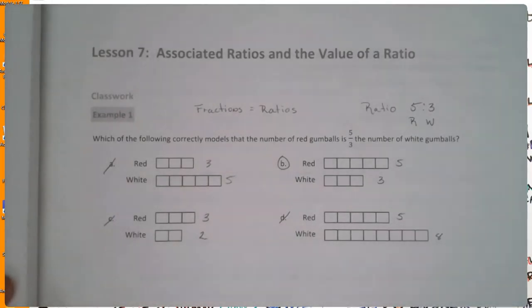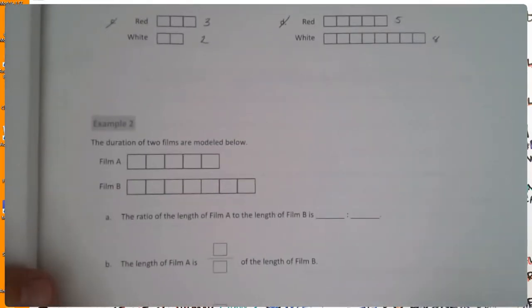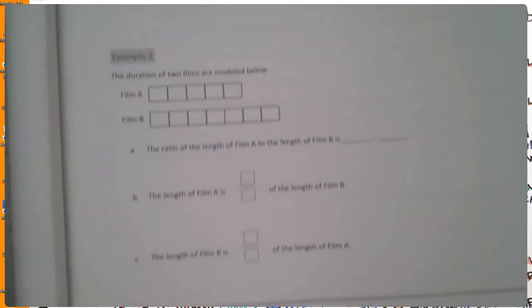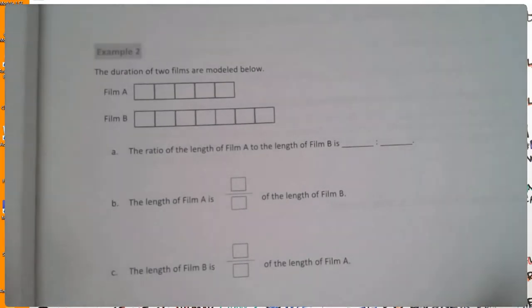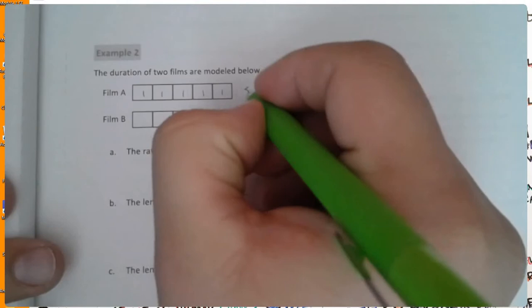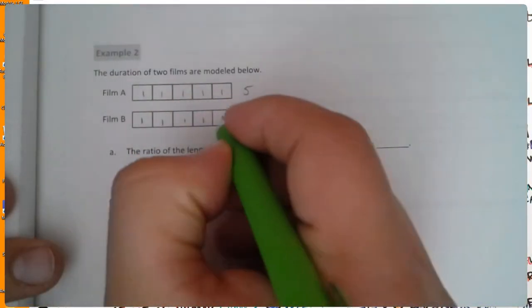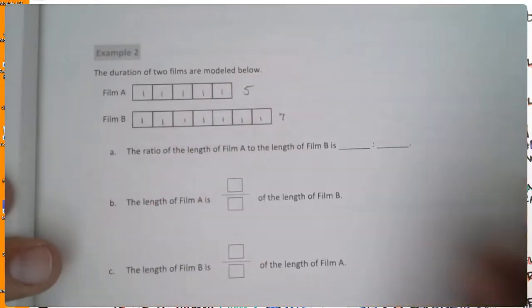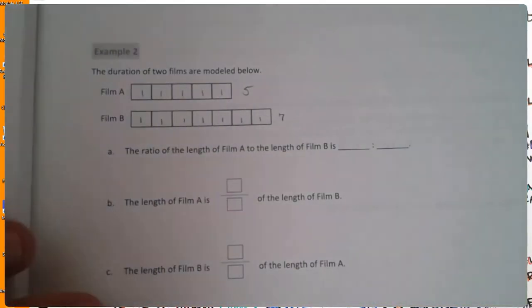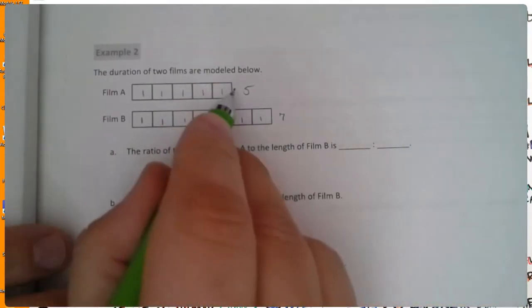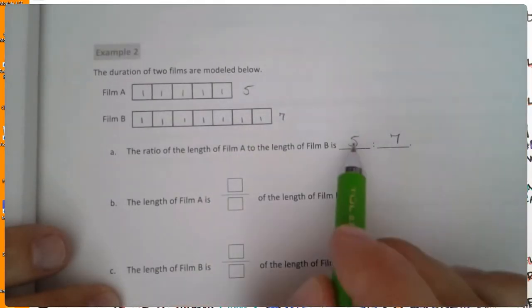Okay. Moving on to example number 2. We've got the duration of two films modeled below. Film A is going to be 1, 2, 3, 4, 5, let's say 5 hours. Film B is going to be 1, 2, 3, 4, 5, 6, 7 hours. So film A is 5 hours, film B is 7 hours. It asks us what is the ratio of the length of film A to the length of film B? Well, film A is 5 hours, film B is 7 hours. So our ratio is 5 to 7.